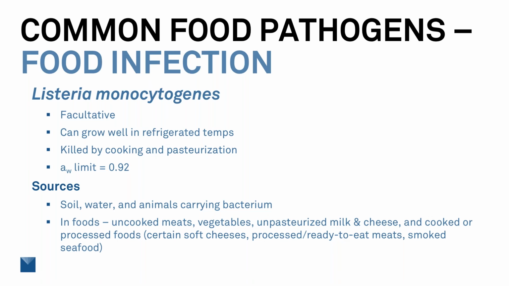Sources for this are soil, water, and animals carrying that bacterium. And in foods, we see it in uncooked meats like raw hamburger, vegetables, unpasteurized milk and cheese, and cooked or processed foods. Certain soft cheeses, we talked about, there was one for Heinz last year, processed and ready-to-eat foods and smoked seafood. And so this has also been a factor for hot dogs. So similar thing: you have a low oxygen environment, refrigerate it, Listeria can grow if it's present in that food.